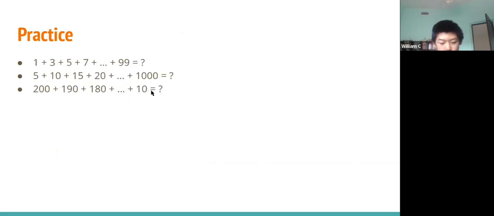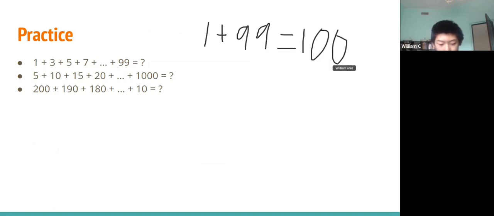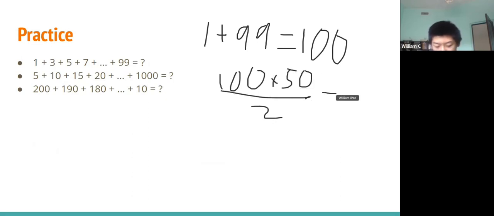By using it on 1 through 99, we do 1 plus 99 equals 100. Total amount of numbers is 50. So we do 100 times 50 divided by 2, which equals 2,500. Here's our answer. This is a lot easier than actually adding them all up because for one, it's faster, and number two, it's less easy to make a mistake during the calculations.